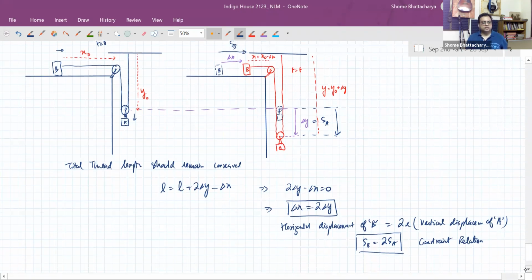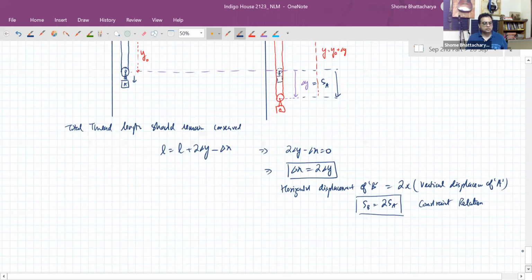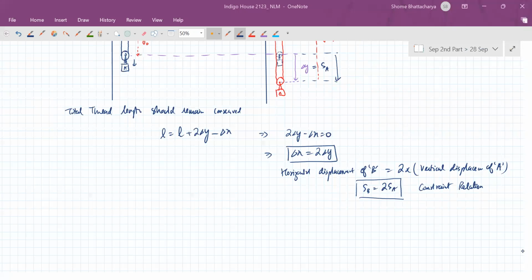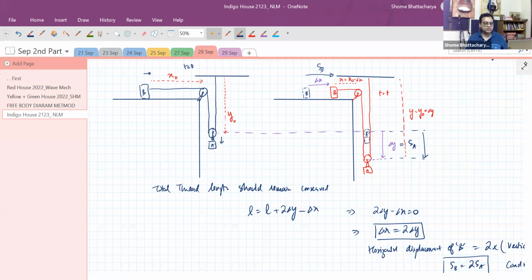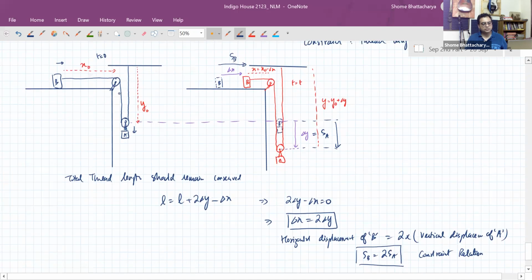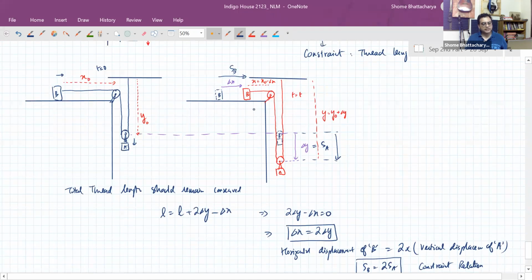Okay, so now the thing is, if we differentiate this relation. Sir, once again. Yeah, I've explained earlier also how the thread length equation came. Just follow the diagram on the left hand side and the right hand side. The total thread length is the horizontal branch plus the two vertical branches. Now on the right hand side, the horizontal branch has decreased by delta x, whereas the vertical branches have increased by 2 delta y. So the total thread length is like this now. Okay, understood this now.